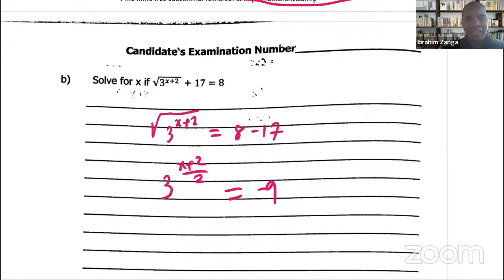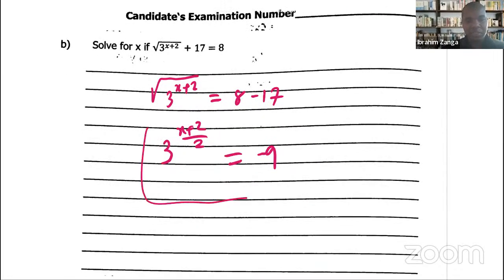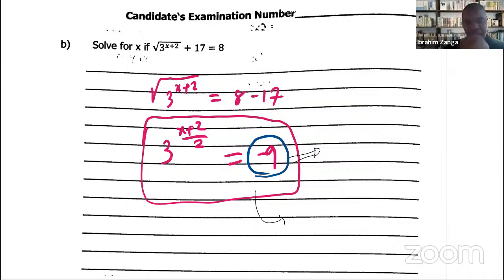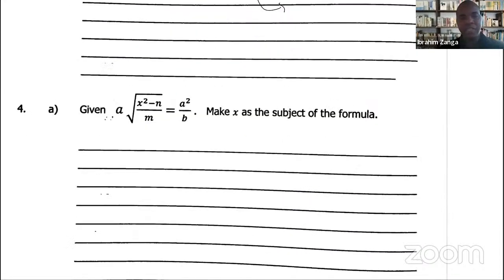So getting negative 9, you can see that actually this is a bit of a problematic equation, and we cannot solve this one here. There is a logical problem: 3 power x plus 2 over 2 has to be a number which is always positive. This is supposed to be positive, and because it is negative, there is a logical problem, dear students. We continue with the next equation.